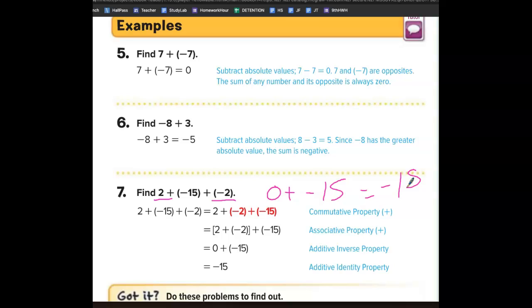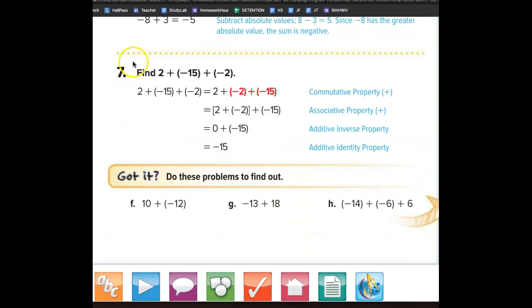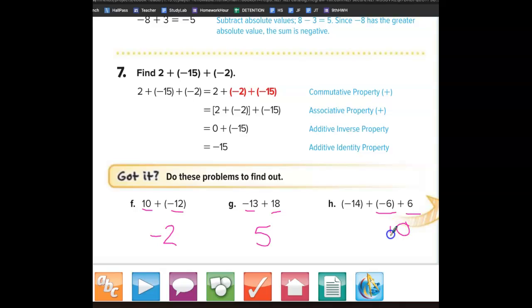Okay, try the guided practice at the bottom of that page. More positives or negatives? You have more negatives, and you have 2 more, so your answer is negative 2. Do you have more positives or negatives? Positives, how many more? 5, so your answer is that. Okay, I would have added my 0 pairs, so negative 6 plus 6 is 0, plus negative 14, so my answer is negative 14. Okay, go to the next page.